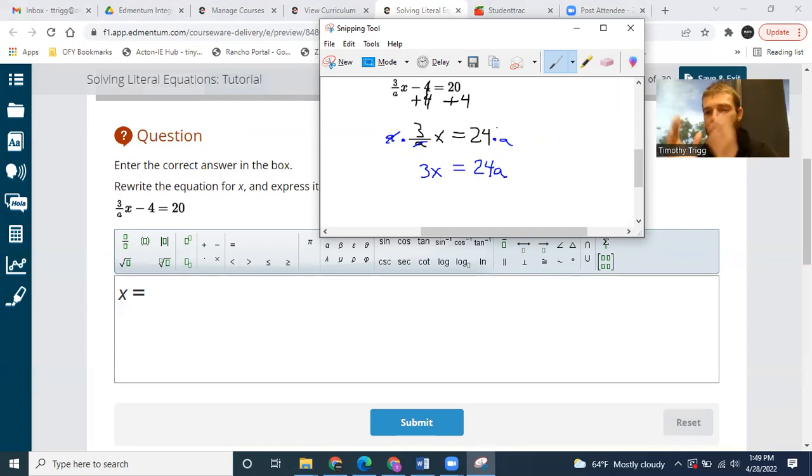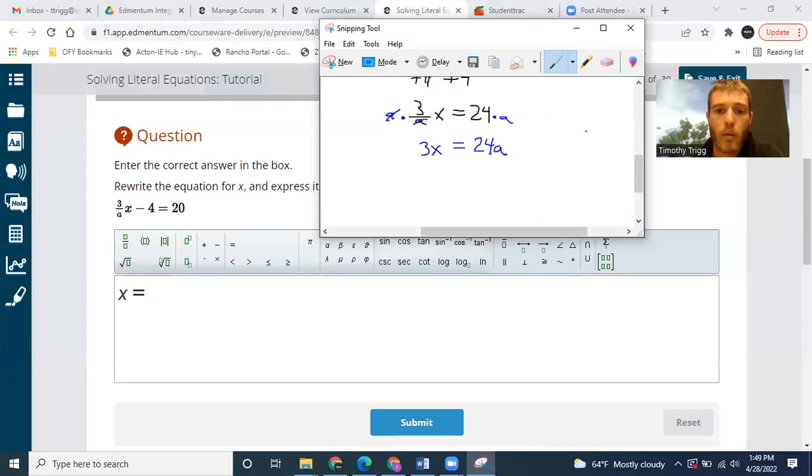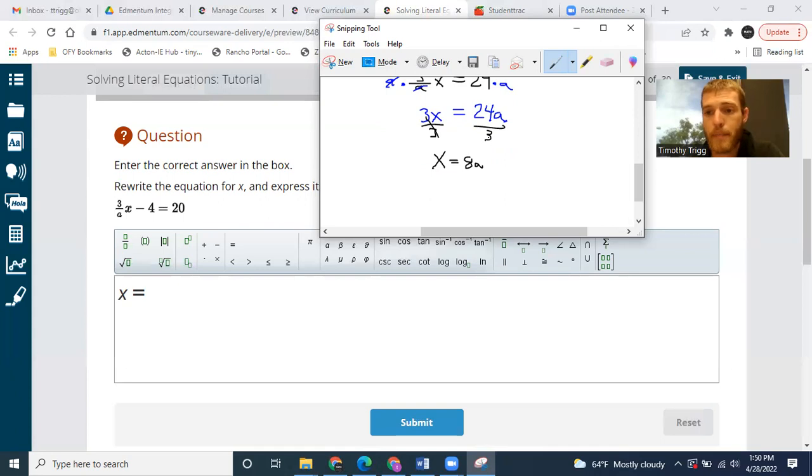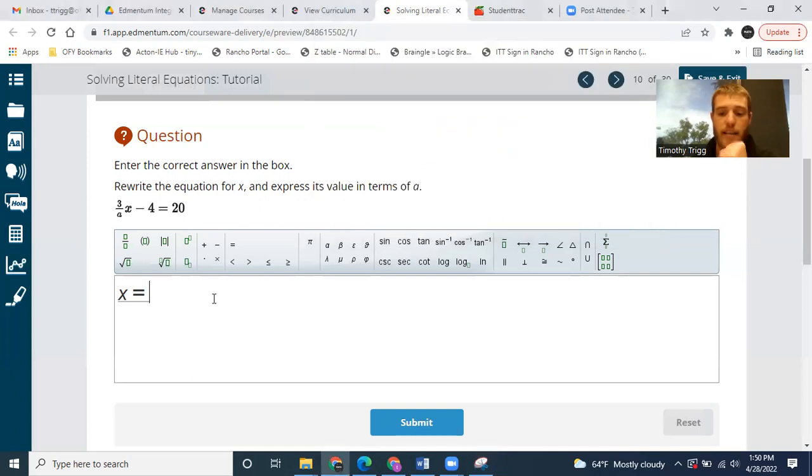Remember, if a number is just multiplied by a variable, we can just shove them together and write it as 24a. Hopefully you see that our next step, or our last step to get x by itself, is to cancel this 3. Notice the 3 is multiplied by x, so to cancel it, we divide by that number, by the coefficient, giving us that x is 8a. Notice the 24 divided by 3 gives us 8. So 8a is our answer. So x equals, and then we can just write 8a.